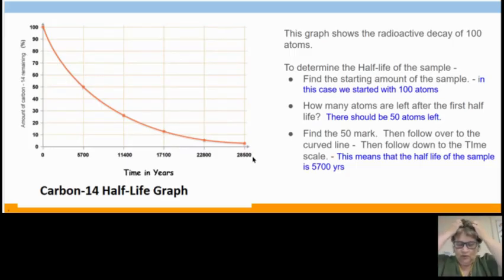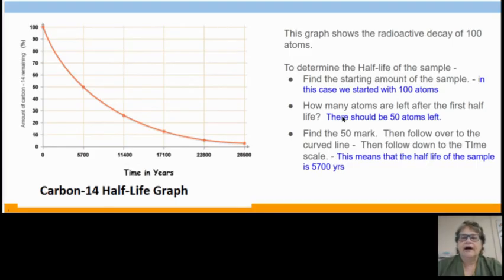So we're going to work with two different ways of doing this. One is looking at a graph. This graph shows the radioactive decay of 100 atoms of carbon. Carbon-14 is what we use to figure out how old something is, right? When we look at the graph, we see that it's starting at 100. So to determine the half-life of that sample, we need to find the starting amount. We figured out that the starting amount is 100 atoms.